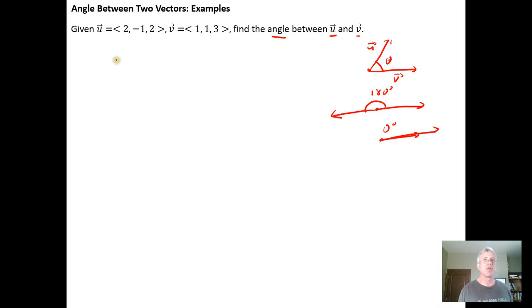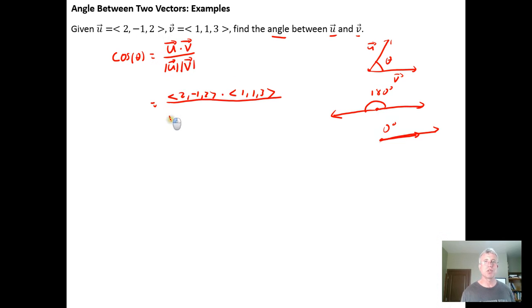So in the previous video we derived the formula for the angle between two vectors. We found that the cosine of theta is equal to u dot v over the size of u times the size of v. So to find the angle between these two vectors, we just use this definition right here. So we do u dot v. So u is the vector 2, negative 1, 2, and we're dotting it with the vector v, which is 1, 1, 3.